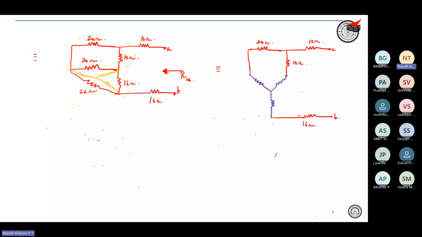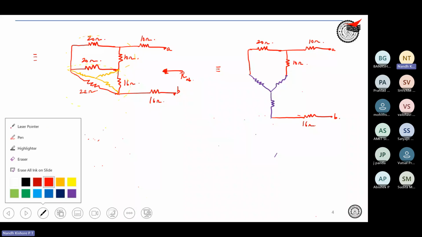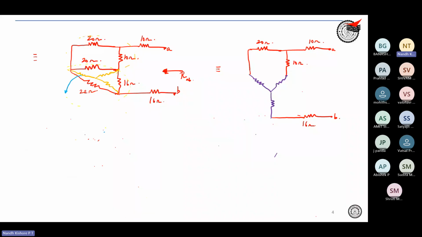Okay. So what are the values of the resistors? Again, this particular resistor will be directly 22 into 20, which is the enclosing one, divided by the summation 22 plus 20 plus 16. Okay. This particular resistor will be what? 22 into 16 divided by 22 plus 20 plus 16, right? And likewise the other one. So can you guys do the calculation and tell me, anyone? What are you getting?